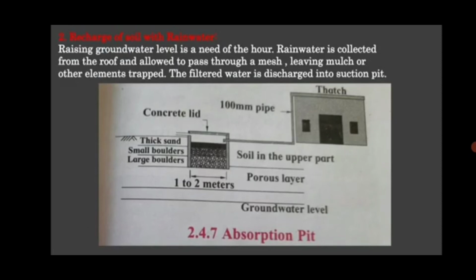Raising groundwater level is a need of the hour. For this, recharge of rainwater is important. Now rainwater is collected from the roof and then it is allowed to pass through a mesh, leaving mulch or other elements trapped in it. So this filtered water is discharged into the suction pit.